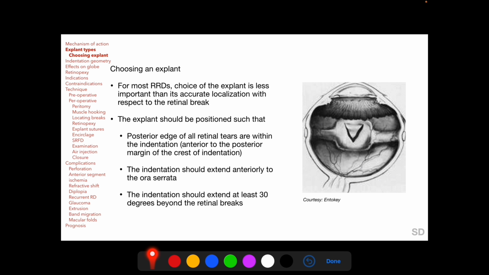The explant should be positioned such that the posterior edge of all retinal tears are within the indentation, or more specifically, anterior to the posterior margin of the crest of the indentation. The indentation should extend anteriorly to the ora serrata, and the indentation should extend at least 30 degrees beyond the retinal breaks on either side.